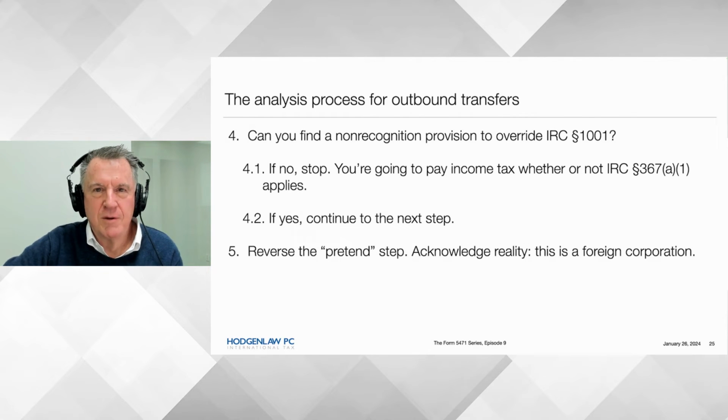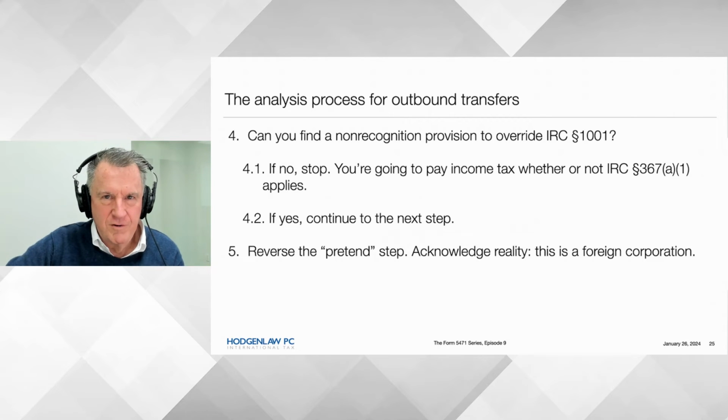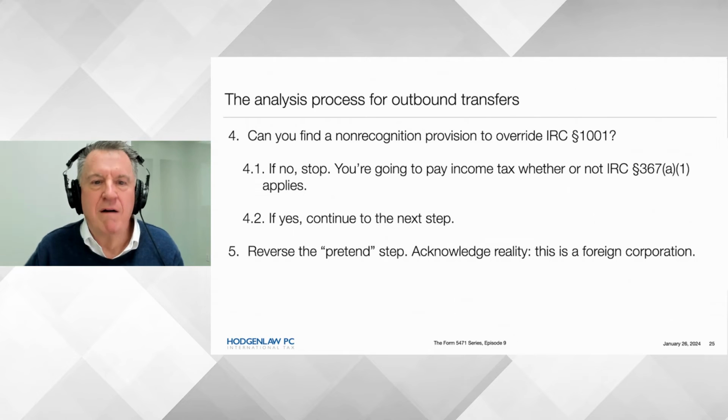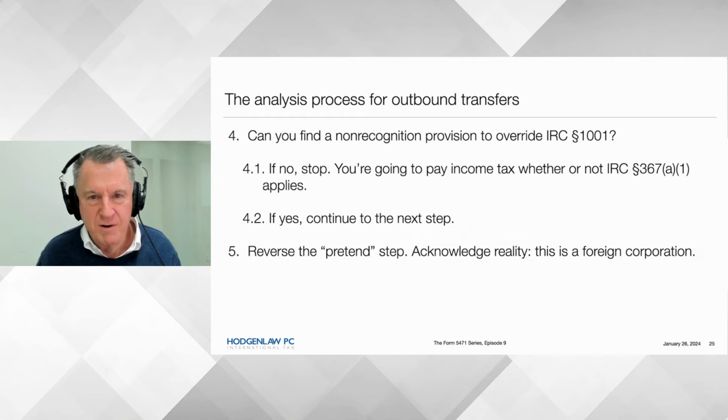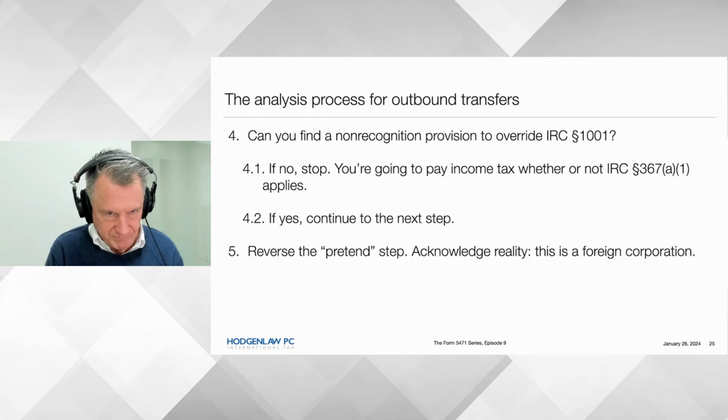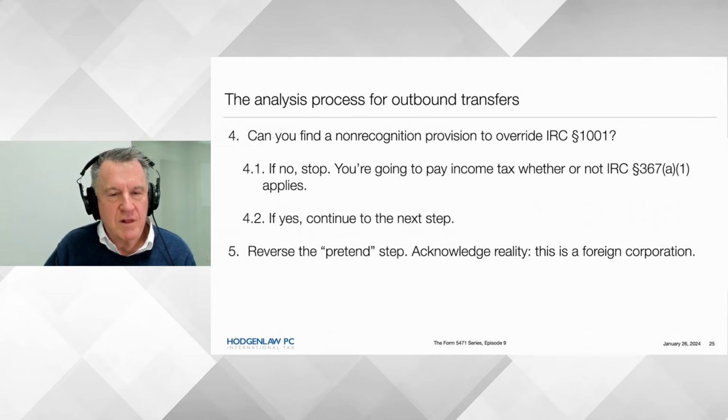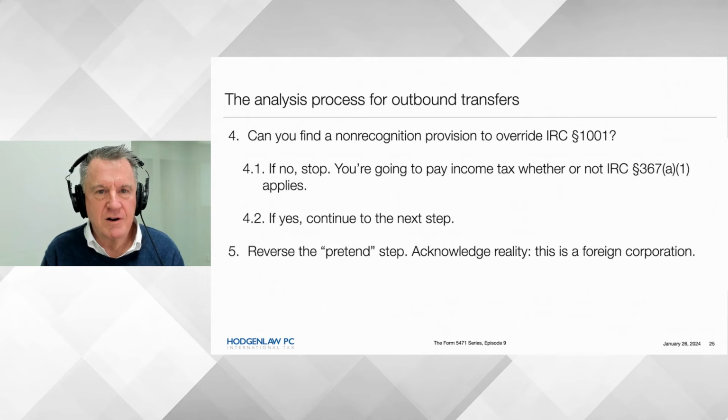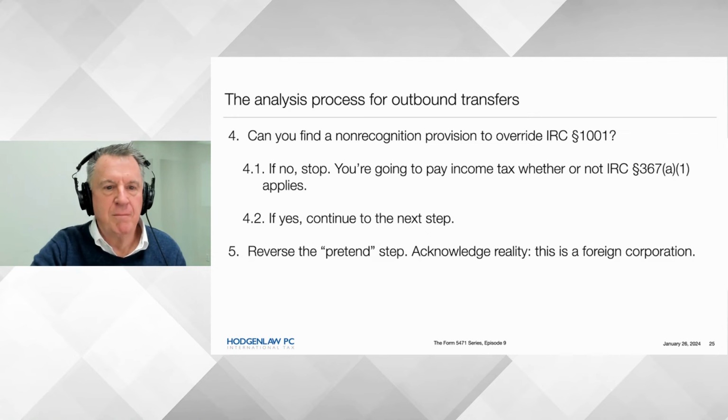It's like the old joke about the drunk who goes into the bar and there's a sign in the window that says, all you can drink for $20. And the guy puts down $40 on the bar and says, give me two of those. You're taxable, you're taxable. It doesn't matter if two code sections say you're taxable. But let's assume that we found a non-recognition provision, 351, and we go to the next step.